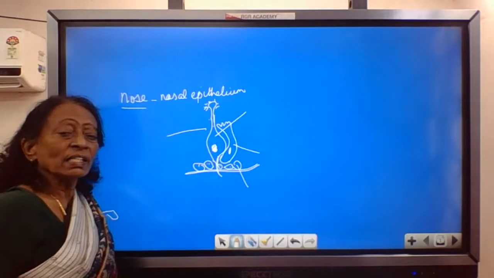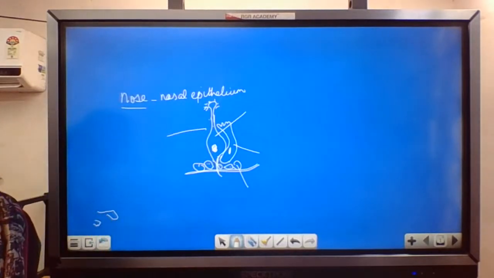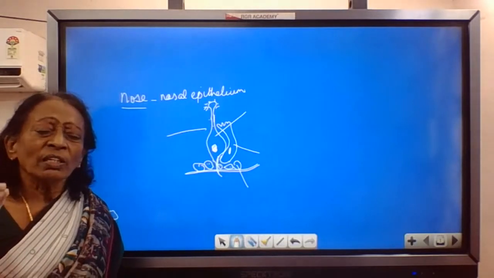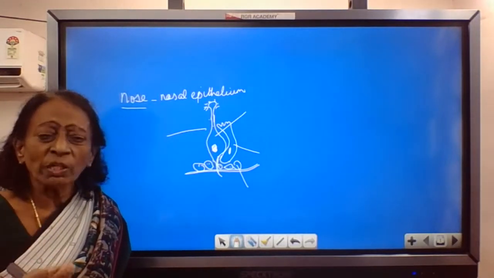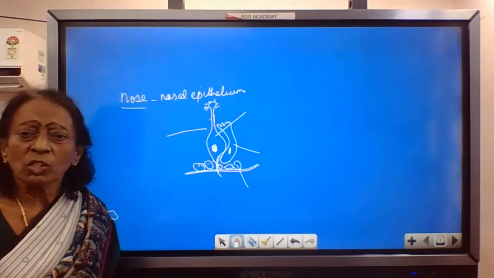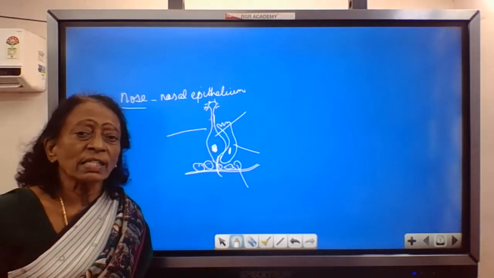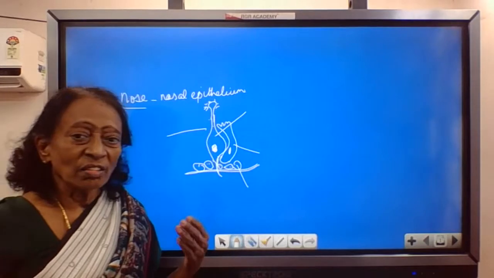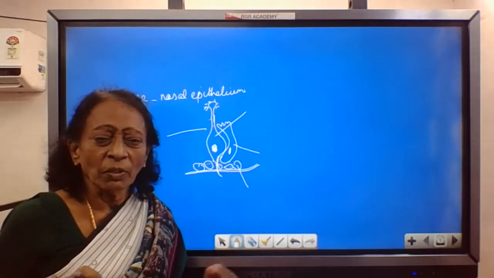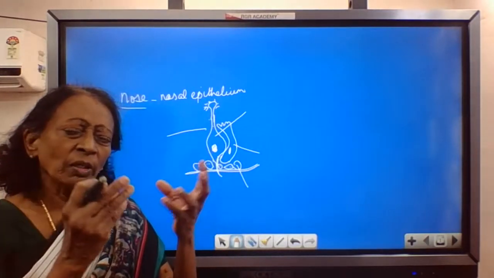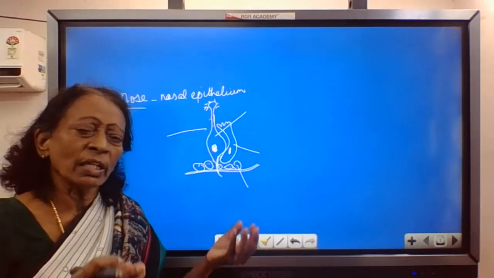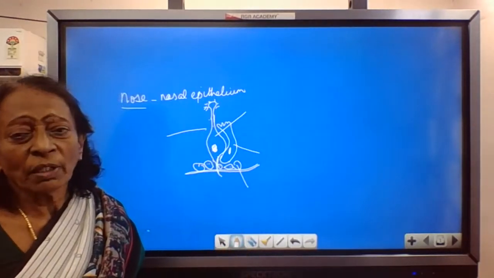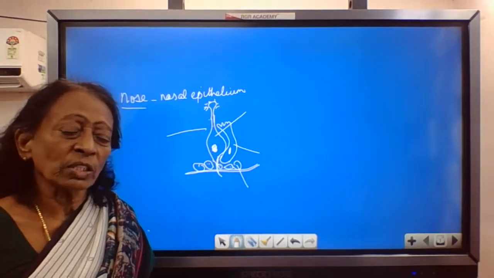Nasal epithelial cells respond to chemical stimuli. The sense of smell is mainly through chemical stimuli. This is one of the reasons why, whenever you smell any vapor or perfume, it is the chemicals in the air that you are able to sense. Now, another thing about this chemical stimuli is called accommodation.